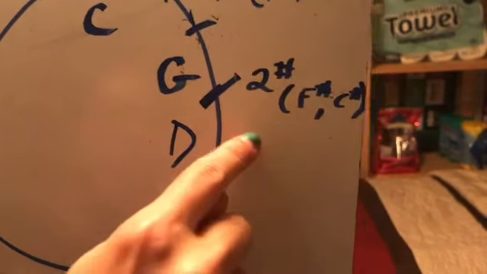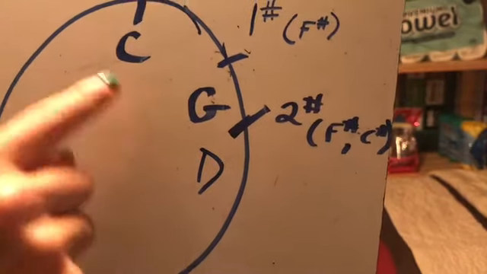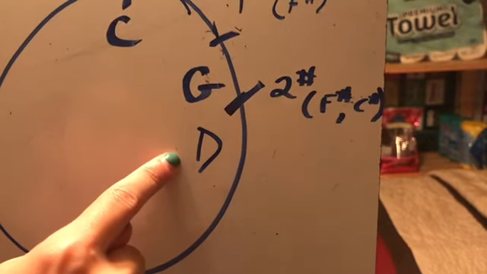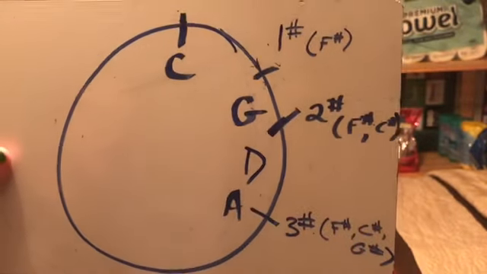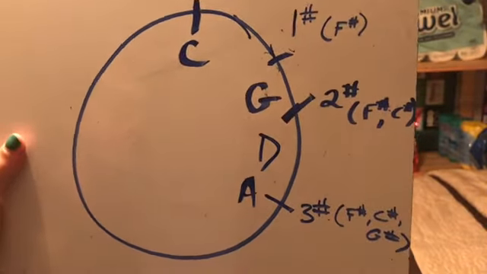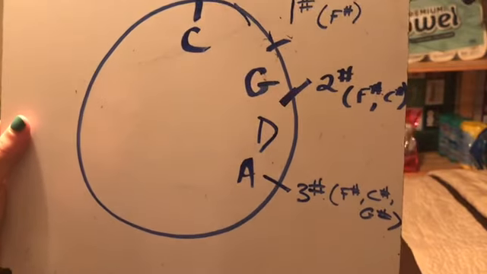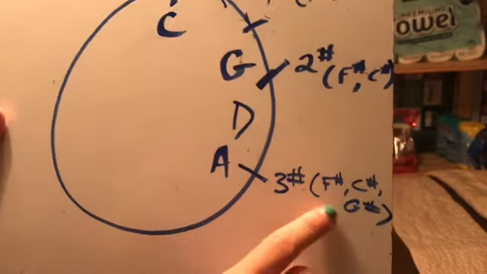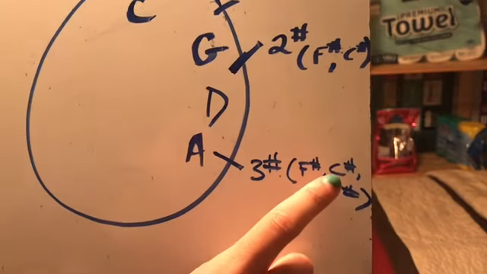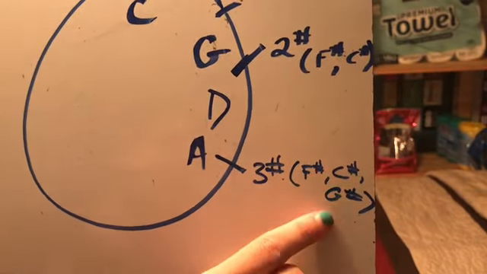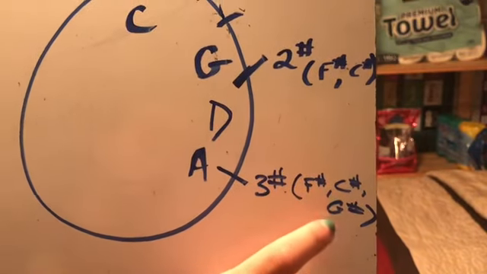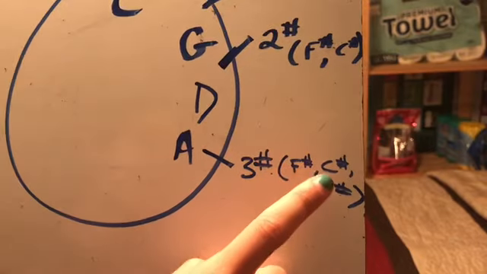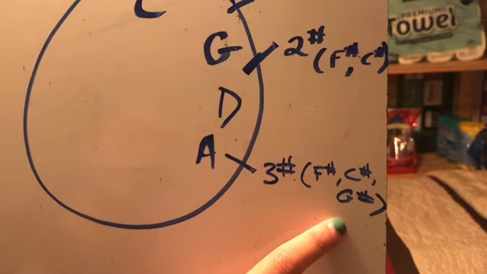So here are the three keys we have so far: 0 sharps, 1 sharp, and 2 sharps. We're going to continue. A fifth higher from D is A, and using that same pattern, you are going to have a third sharp. Keeping F sharp, C sharp, and a fifth higher from C sharp is G sharp. So now we have 3 sharps: F sharp, C sharp, and G sharp.